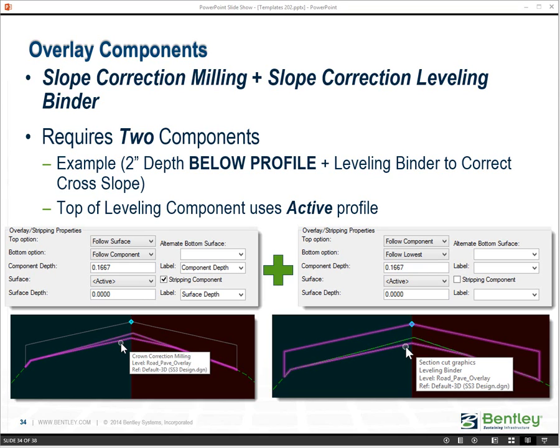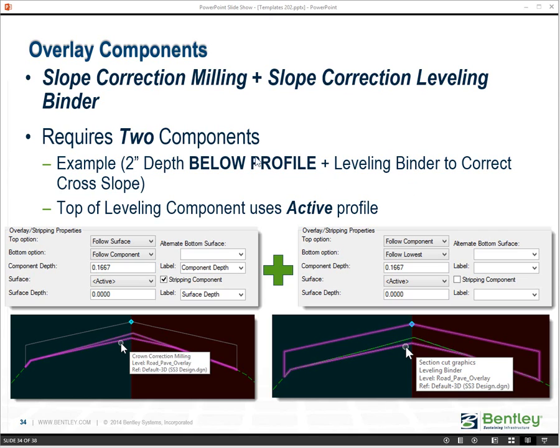In this last example, and it is probably one of the most common applications in today's construction industry, is to use the milling to correct the crown and then refill that location that was milled with a leveling binder substance. So in other words, crown correction milling in addition to slope correction milling. And typically that's the way these projects are constructed.